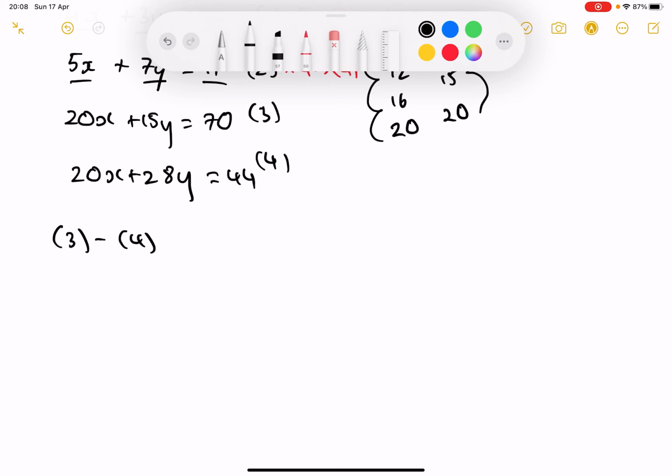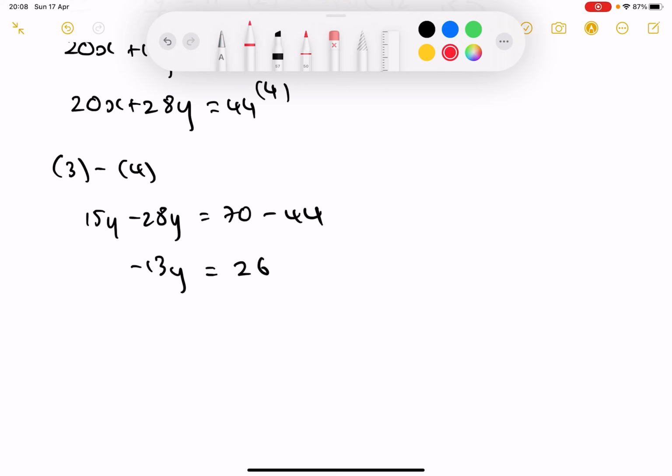So we get 20x minus 20x is 0. We get 15y minus 28y is equal to 70 subtract 44. This gives us minus 13y is equal to 26. Okay. Again, let's list our operators. We want to get rid of the thing in front of the y, which is minus 13. It's multiplying, so let's divide by minus 13. This will give us y is equal to minus 2.